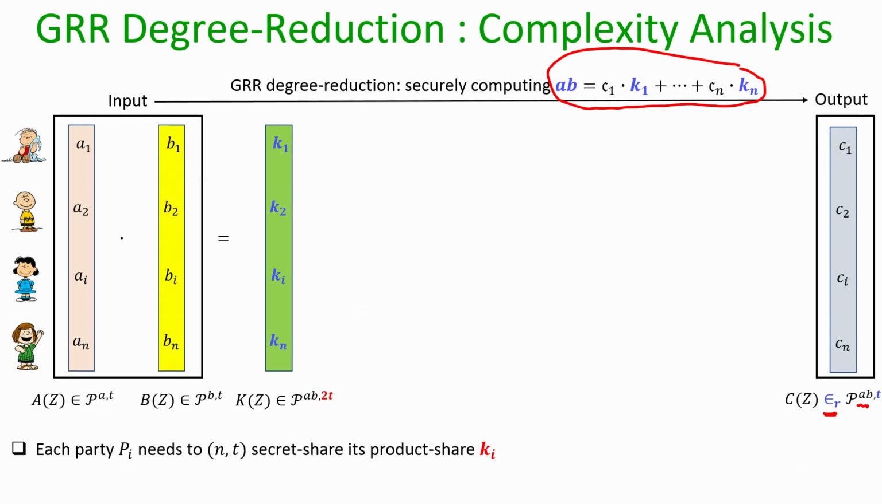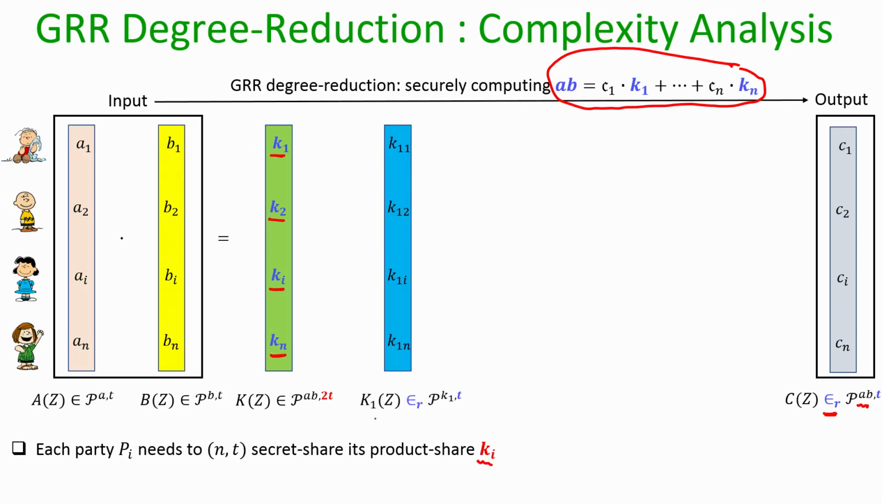Okay. So, what will be the complexity here, namely how many rounds will be required to do the degree reduction and how much communication is needed. If you see here, each party Pi has to secret share its private input Ki for this function that I have circled here. For instance, party P1 has to secret share K1, party P2 has to secret share K2, party Pi has to secret share Ki, and party Pn has to secret share Kn, right.